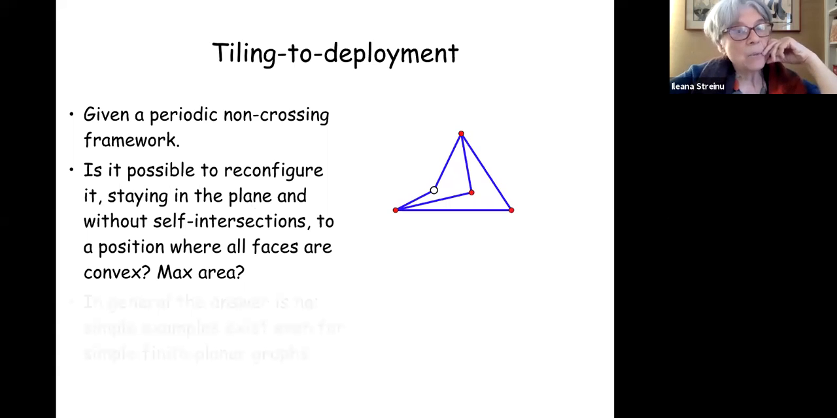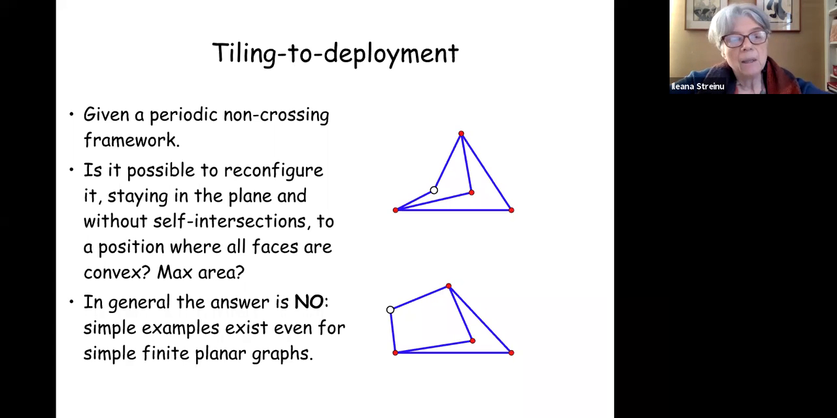But here's a more general question. Let's say that you have a periodic non-crossing framework, and the question is, is it always possible to reconfigure it staying in the plane? You want to reconfigure it without going into the third dimension and without producing self-intersections along the way. Can you reconfigure it to a position where all faces are convex, or maybe max area, like the example that we have seen? And in general, the answer to this question is no.